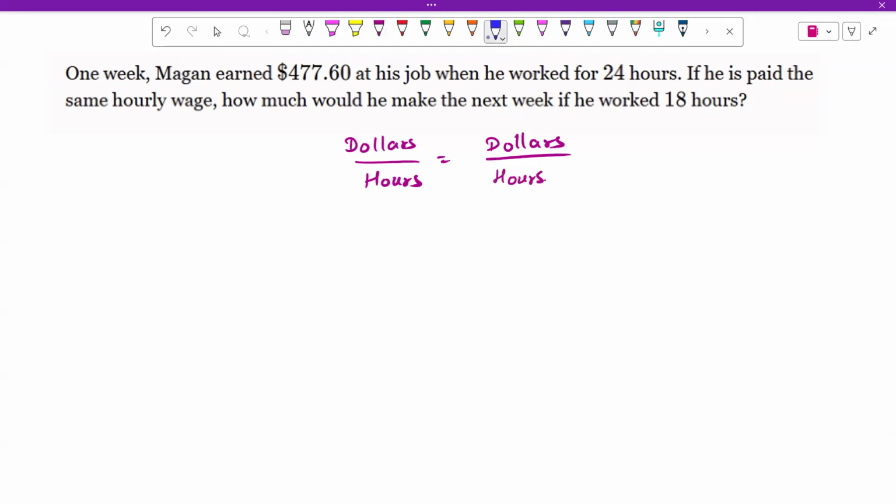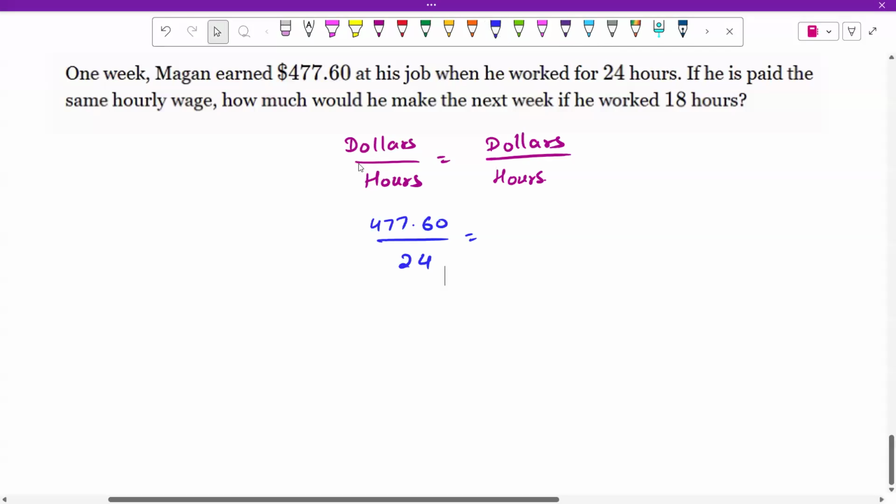So what is the first thing you wrote? I put 477.60 over 24, and then, well, I did like the opposite. I put 24 over 477.60, but it's fine. Oh, no worries. Then I put X over 18. Okay, no worries. It's okay. We can go your way.